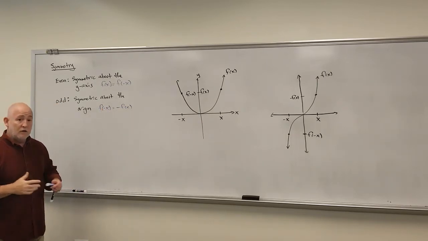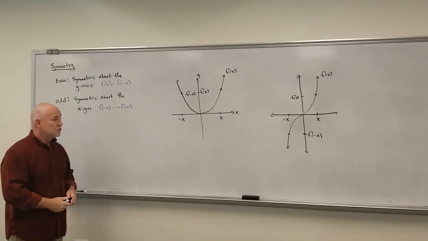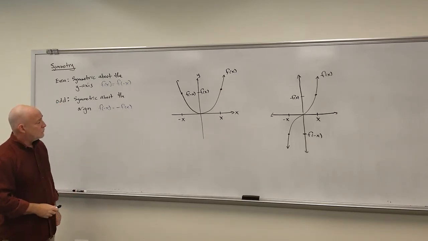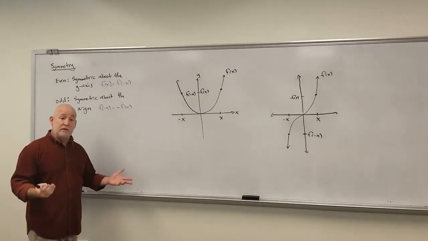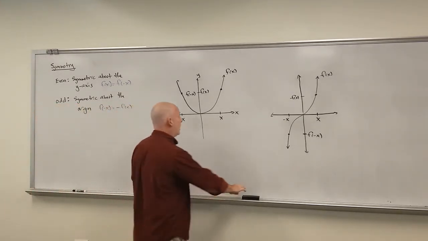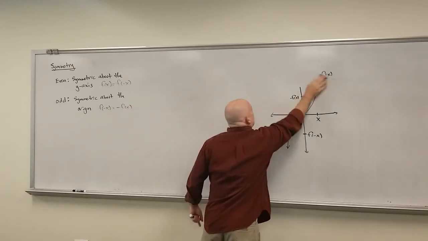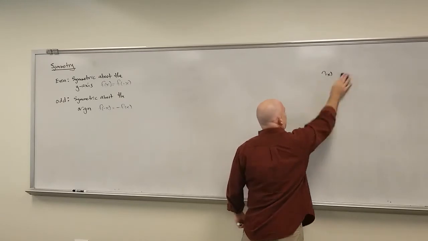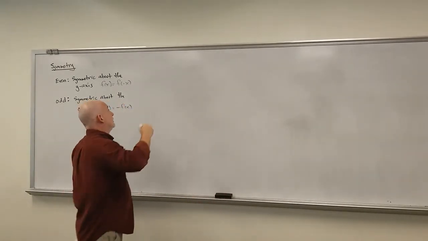Okay, so there's our two tests to tell if a function is either even or if a function is odd. Now, if a function's not even or odd, we just say that it's neither. It doesn't have to be even or odd. It could be one or the other or not at all. So let's take a look at a couple of functions and see if we can tell if the functions are odd or even.